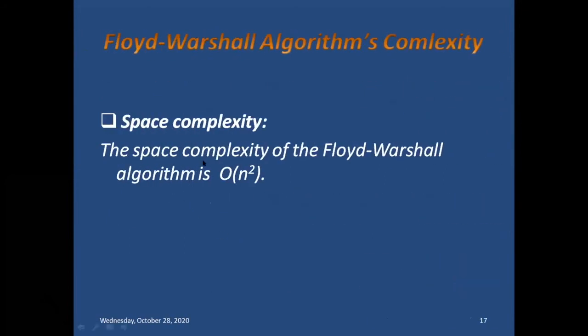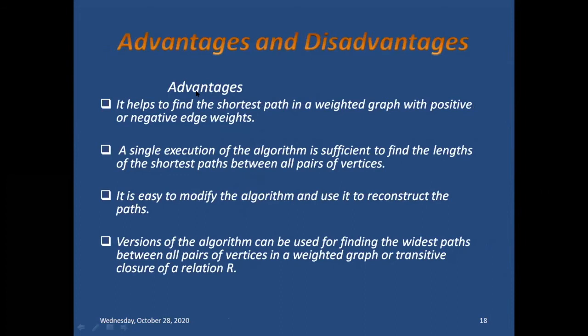Then space complexity. The space complexity of the Floyd-Warshall algorithm is big O of n squared. Now moving on, advantages and disadvantages. Advantages of the Floyd-Warshall algorithm. The Floyd-Warshall algorithm helps to find the shortest path in a weighted graph with positive or negative edge weight. A single execution of the algorithm is sufficient to find the length of the shortest path between all pairs of vertices. It is easy to modify the algorithm and use it to reconstruct the path.